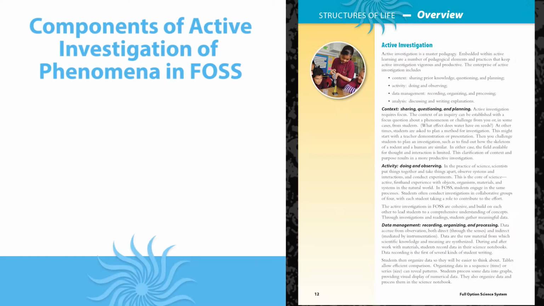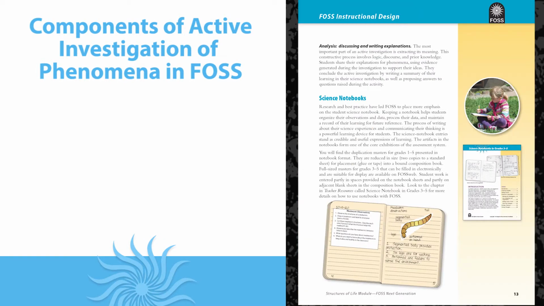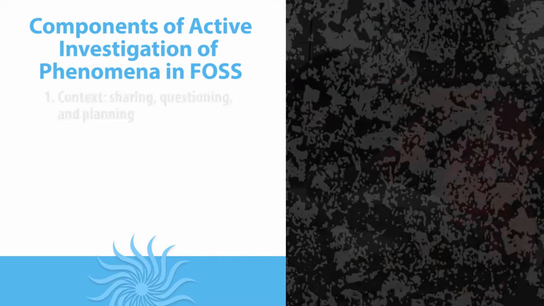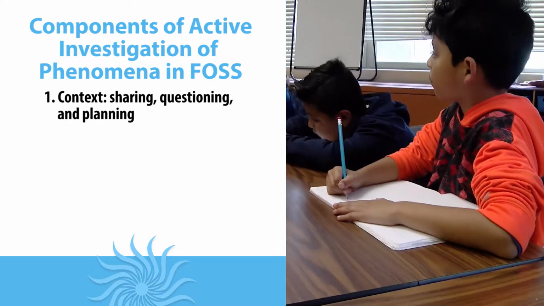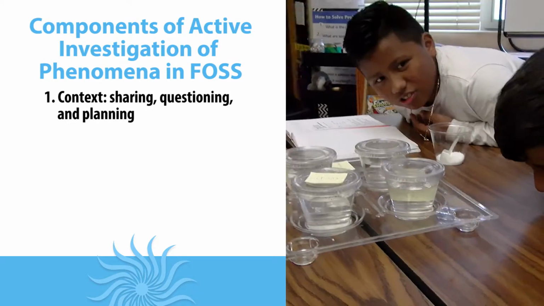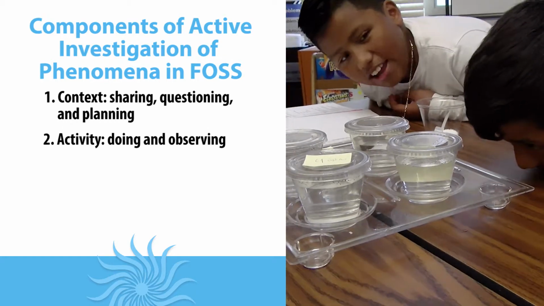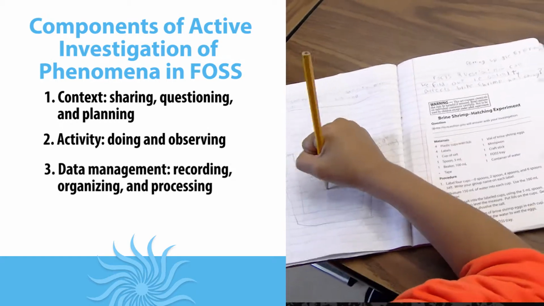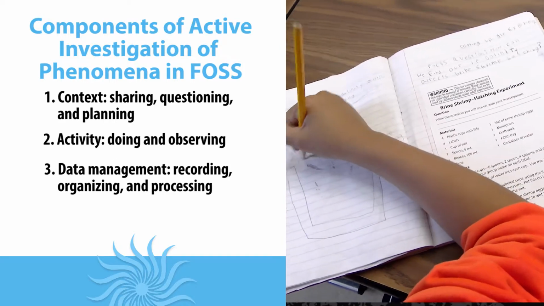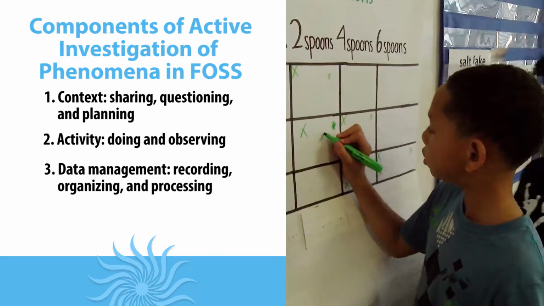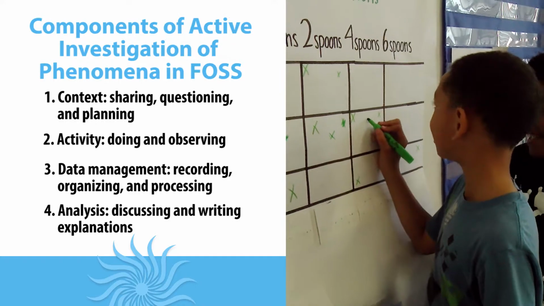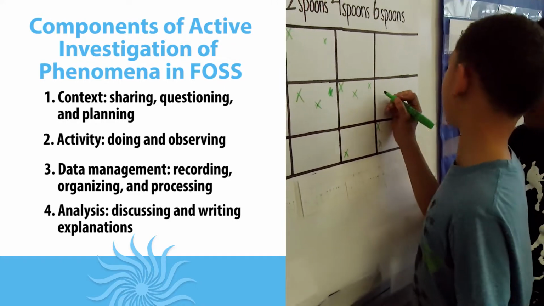These are the components of active investigation, although they don't always follow the same linear progression. 1. Context: sharing, questioning, and planning. 2. Activity: doing and observing. 3. Data management: recording, organizing, and processing. And 4. Analysis: discussing and writing explanations.